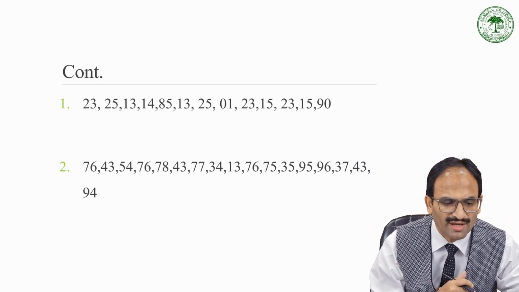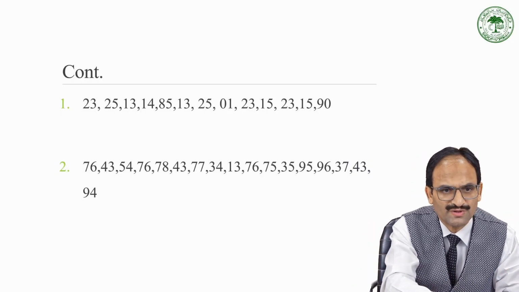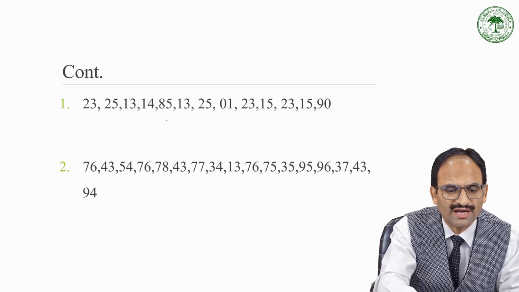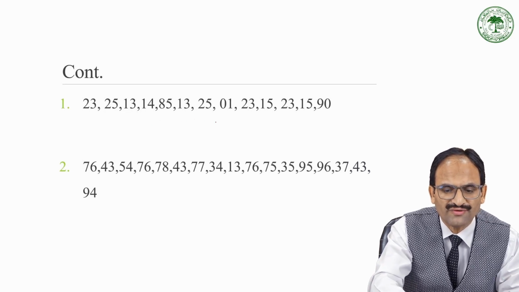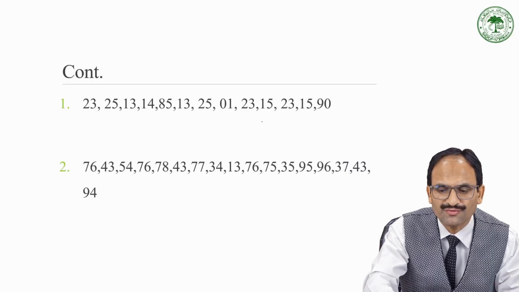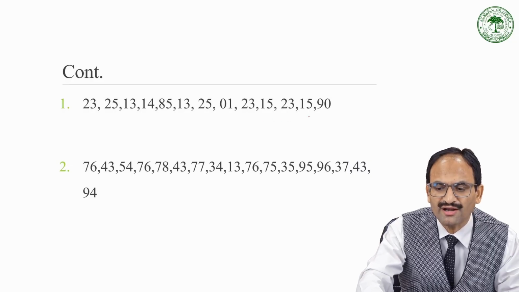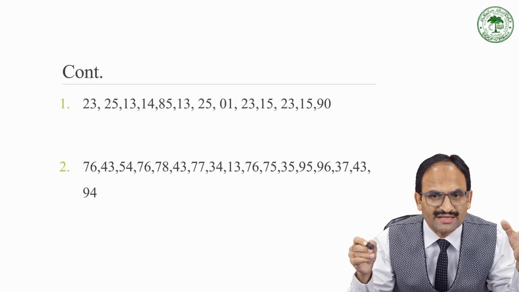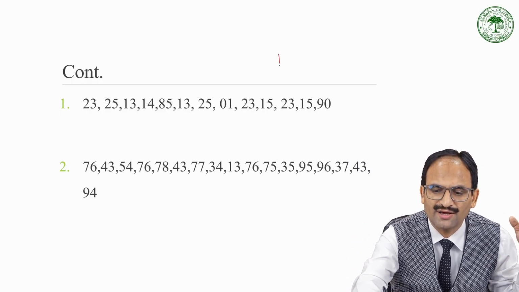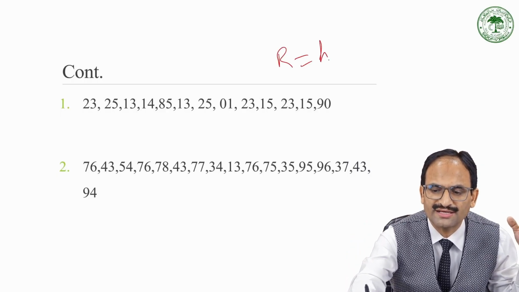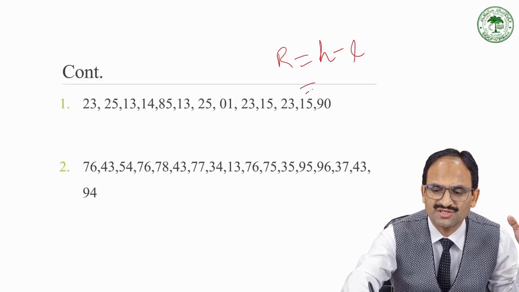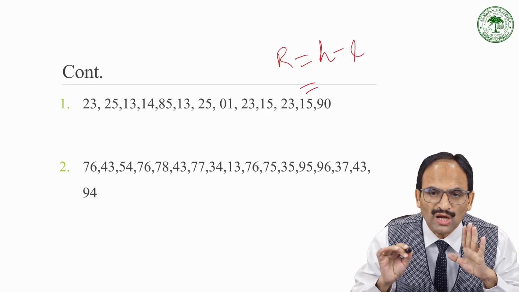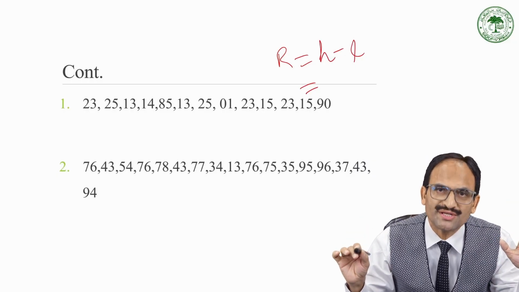If you see, data has been written. So it is 23, 25, 13, 14, 85, 13, 25, 1, 23, 15, 23, 15 and 9. Now you want to calculate the range, and the formula is the same, highest score minus lowest score. So first you have to locate which score is the lowest score.